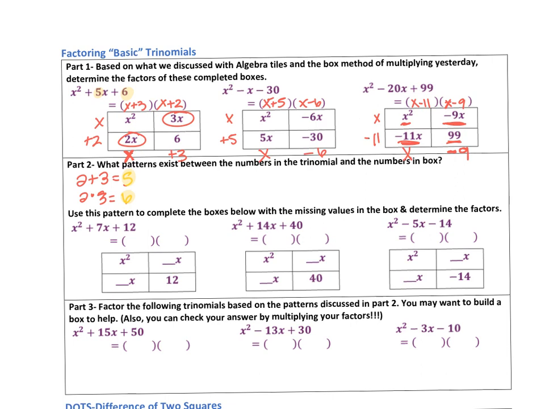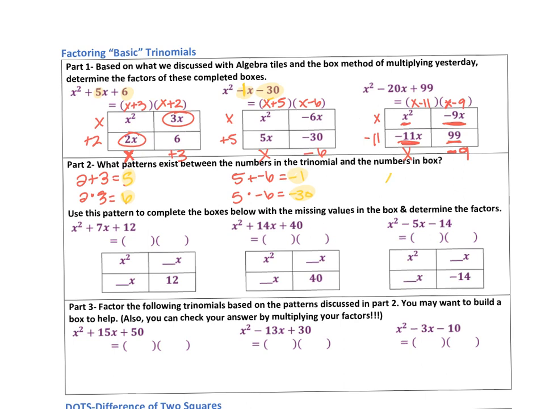Let's look at another one. For this one, 5 plus negative 6. That'd be negative 1. 5 times negative 6. That'd be negative 30. And again, where do I see those numbers? Right there, right? You might be like, I don't see that number. I don't see a negative 1. All right, there's a negative 1.